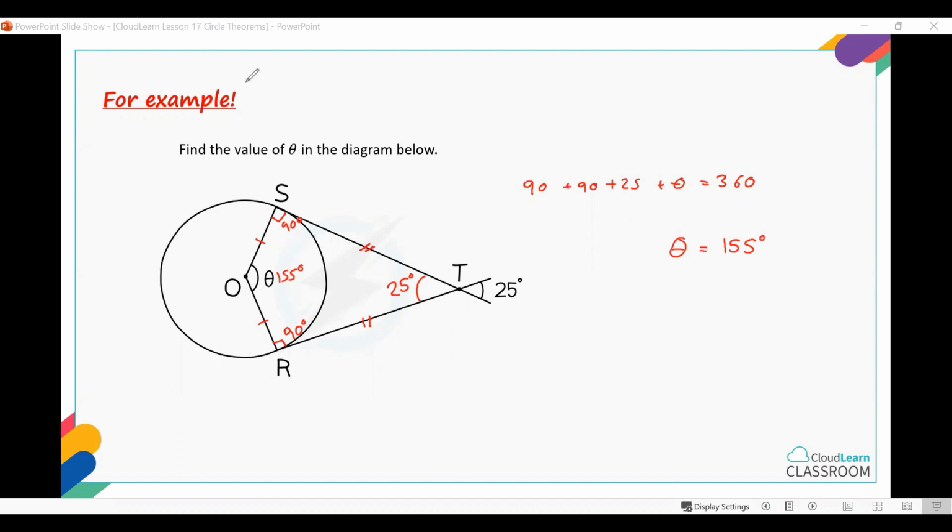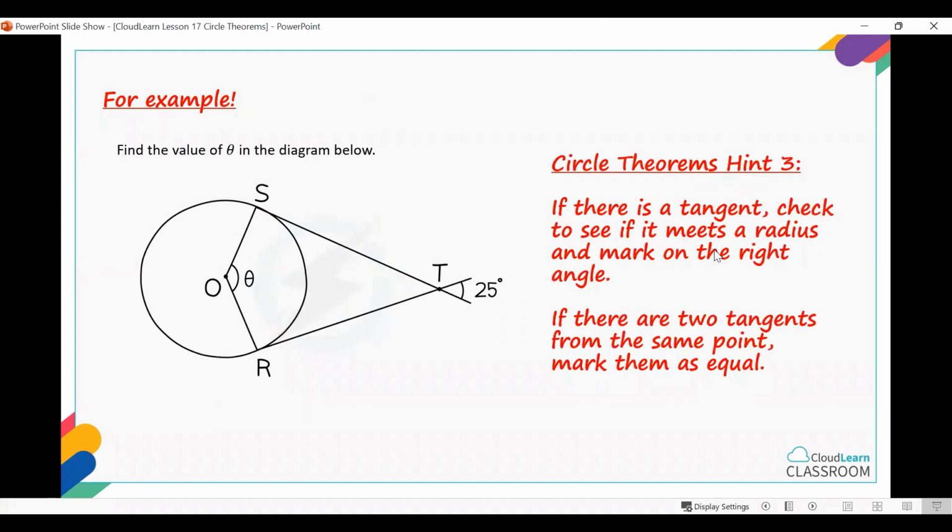Okay. Are you happy for me to move on, or does anyone? Yeah. I'm just throwing circle theorems at you today. So if there's a tangent, check to see if it meets a radius and mark that right angle. So here, that's what we did, isn't there? If there's a tangent there and a tangent there, check to see if it meets a radius, and if it does, mark on the right angles, okay?